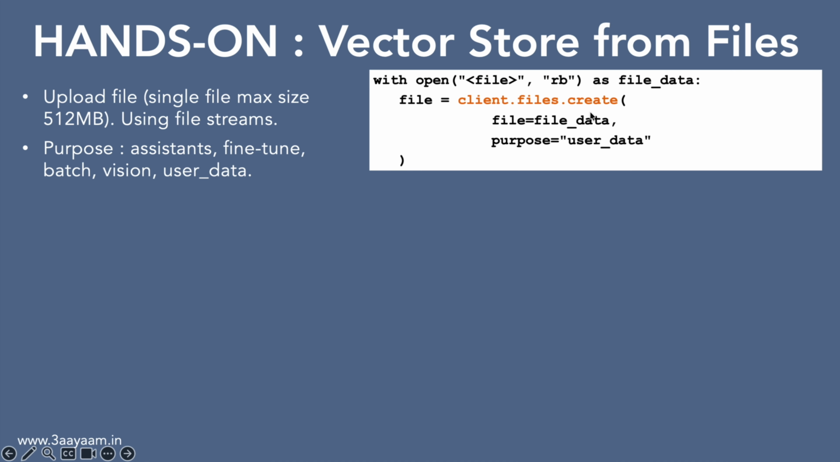Now what it would do, it would create the file or upload the file in the OpenAI server. And we'll have to pass the file data as binary stream. The reason this file data would be a binary stream is because we are reading the file in binary and putting it in the variable file_data. So the variable file_data would upload the file as binary stream, and then we'll have to provide the purpose.